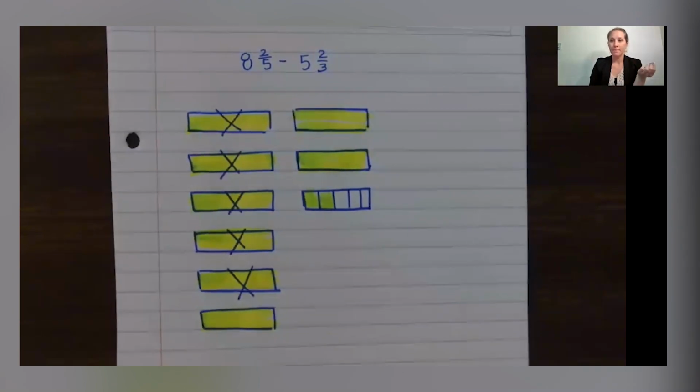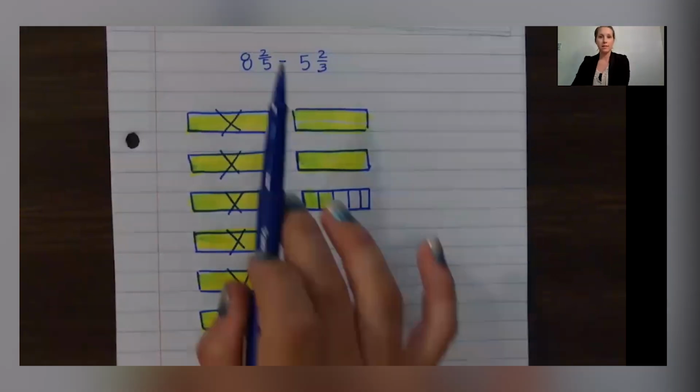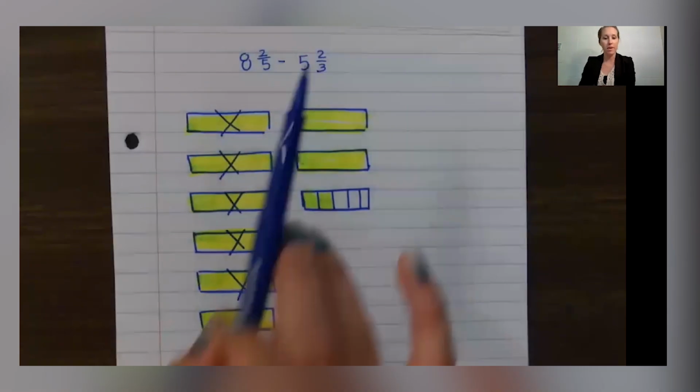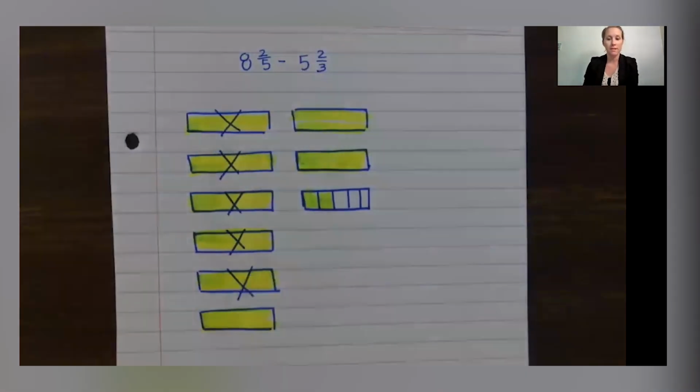Am I done? No, I'm not done. I still need to take away how much? I still need to take away 2/3. Very well done. And so what we notice is that this denominator is 5 and this denominator is 3. So do we have equal size pieces? No, we don't. And remember, in order to subtract or add, we need to have equal size pieces. So exactly how do we do that? Do you remember?